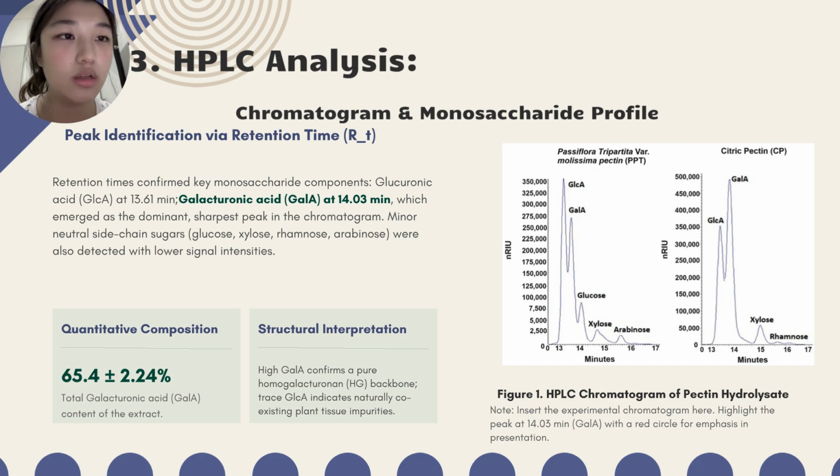Quantitatively, the total galacturonic acid content reached 65.4 plus or minus 2.24%. This high concentration satisfies international commercial purity standards and chemically confirms that our extracted carbohydrates possess a highly pure homogalacturonan structure backbone, confirming its identity as high-quality pectin.